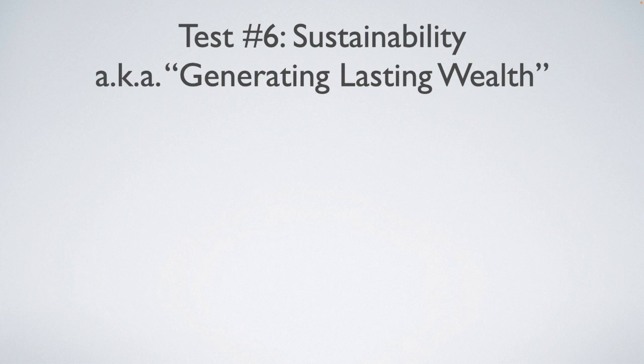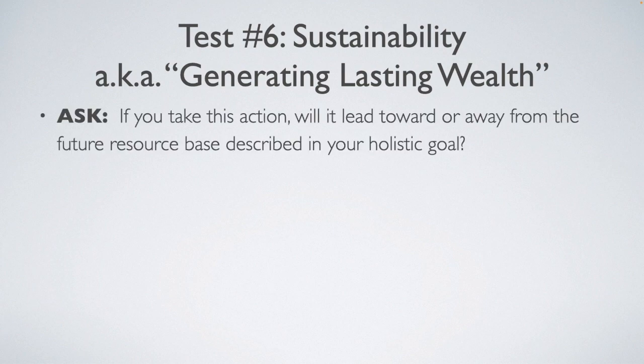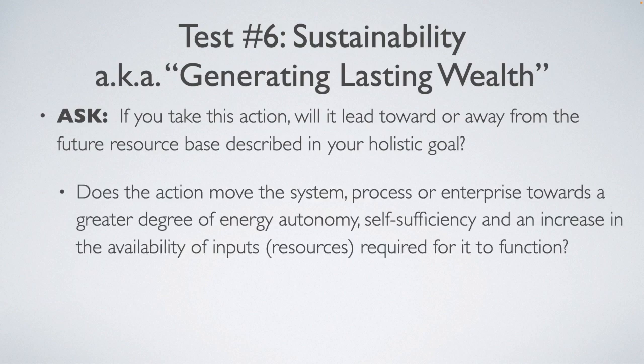Many decisions that can prove correct in the short term have disastrous consequences in the long term. This test aims to avoid such an unfortunate outcome. You want to ask yourself, if you take this action, will it lead towards or away from the future resource base described in your holistic goal? Does the action move the system, process, or enterprise towards a greater degree of energy autonomy and self-sufficiency? And does it increase the availability of inputs, the resources, that are required for it to function?